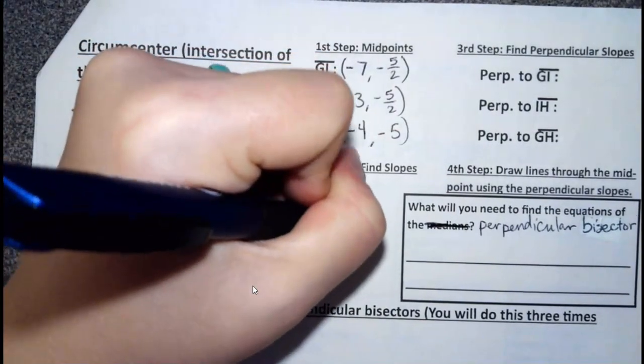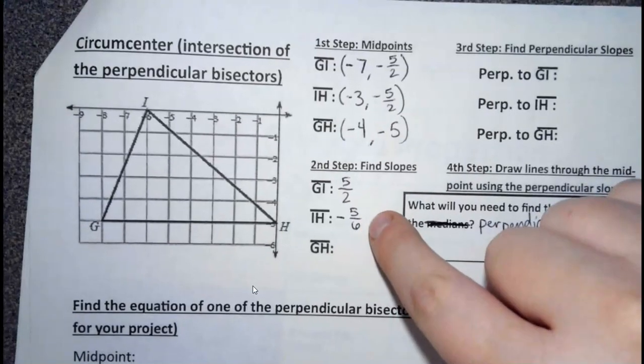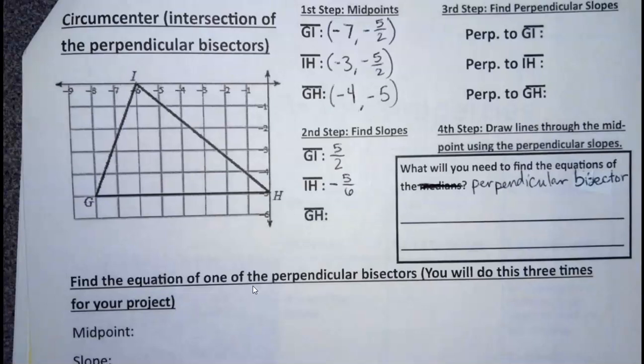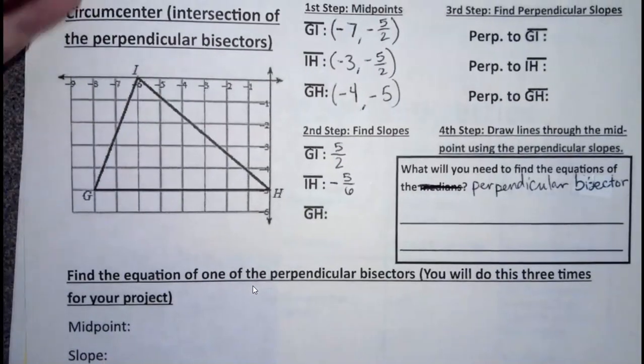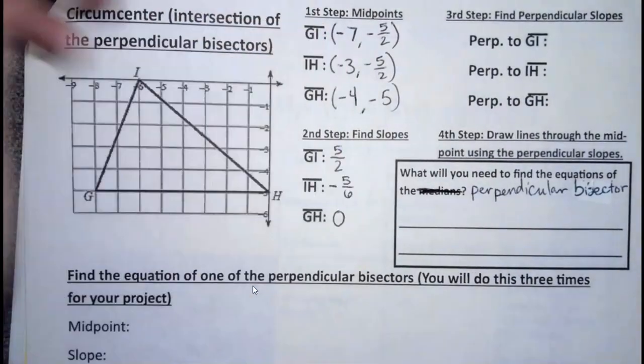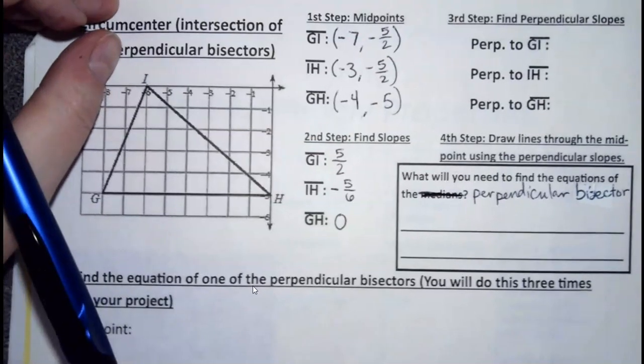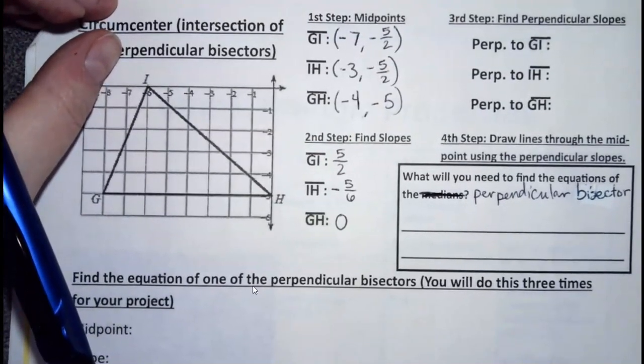-5/6. I cannot tell you how many people mess this up and, even though it's a negative slope, they put a positive slope for that. And then it's just a ripple effect. The rest of their project is messed up because that slope's wrong. All right, and then also GH, make sure that you know GH is a horizontal slope. It is a slope of 0. Okay, GH is a slope of 0.